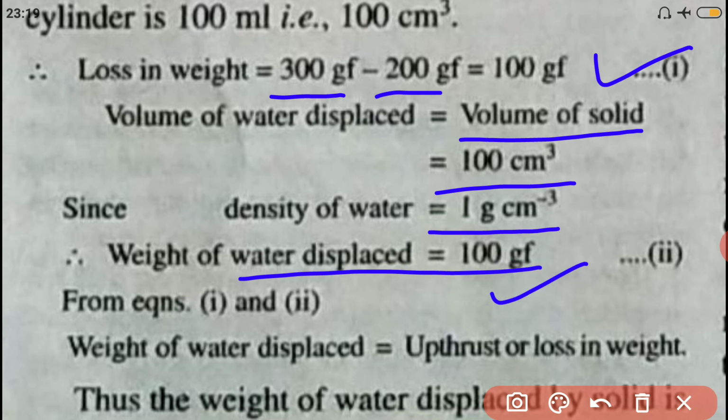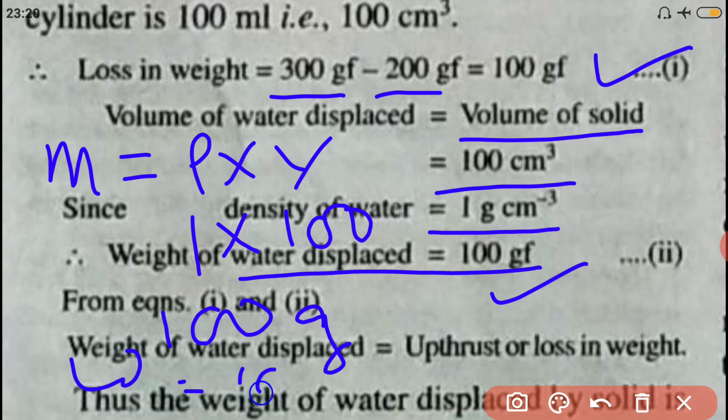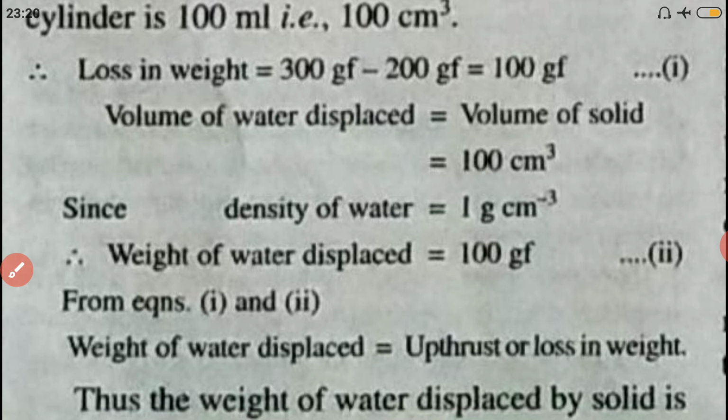How does this weight of the water come? It comes from the mass. Mass is equal to density multiplied by volume. Density given to us is 1, whereas volume given to us is 100. So 100 into 1 gives me 100 gram. If I want to convert it into weight, I put an F here, so mass changes into weight, and therefore weight becomes 100 gram force. I hope you understood how this 100 gram force comes.